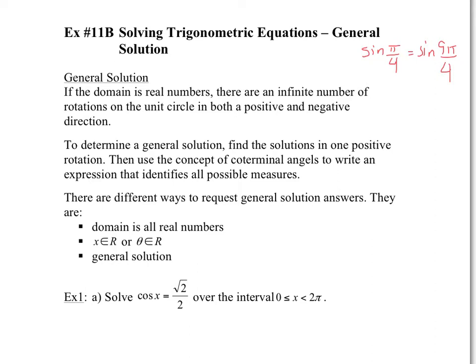The different ways you can ask for a general solution, like in the question, for example, it could say the domain is all the real numbers. It could say a variable, depending on the variable you're working with. So x and theta are the most common. x is an element of all the real numbers, so kind of the same thing as saying that. And we could also ask for the general solution.